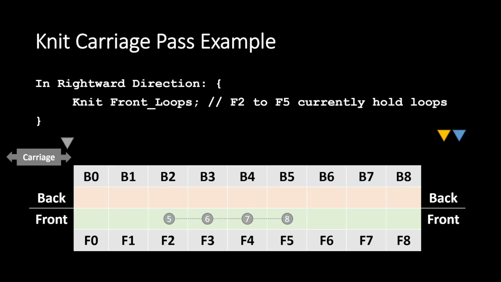So in this case, we might want to knit on all of the front loops, in this case F2 through F5, which currently hold loops from our tuck pass. And this time we're going to move in a rightward direction. The carriage and the carrier are already on the right side, so this is just going to do it in one smooth pass. Knitting F2, F3, F4, and F5.